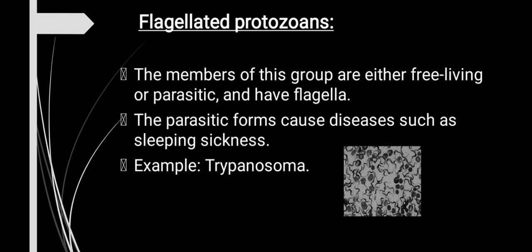The second type is the flagellated protozoans. These members are either free living or parasitic, and they move with the help of flagella, hence the name flagellated protozoans. The parasitic forms cause diseases such as sleeping sickness. An example is Trypanosoma, which causes sleeping sickness. This is a picture of Trypanosoma, which has a flagellum with which it can move.